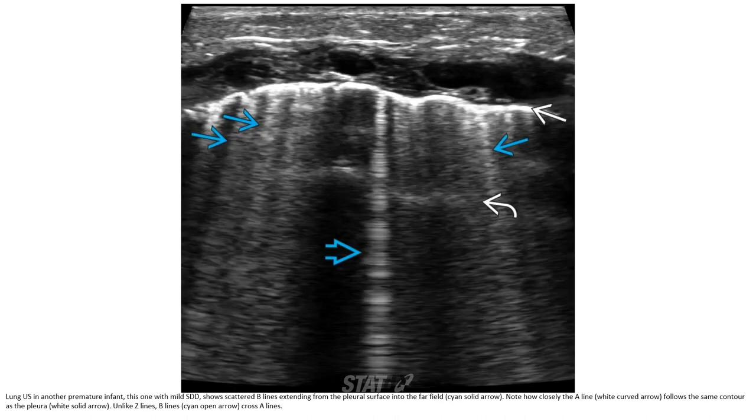Lung ultrasound in another premature infant, this one with mild SDD, shows scattered B lines extending from the pleural surface into the far field. Note how closely the A line follows the same contour as the pleura. Unlike Z lines, B lines cross the A line.